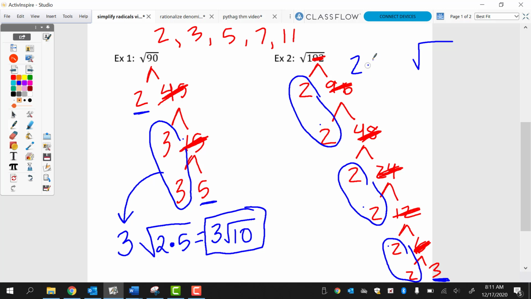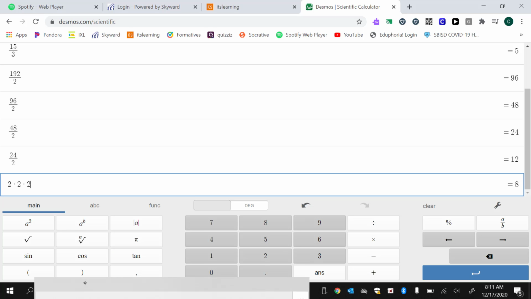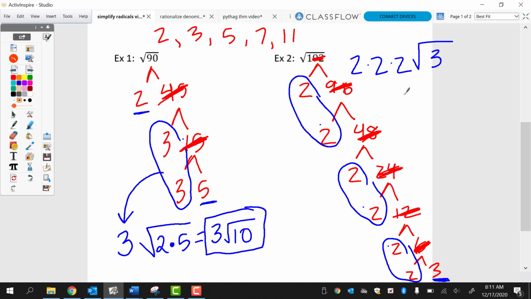So I'm doing 2 times 2 times 2 on the outside. 1, 2 for each group. And then my 3 is left alone on the inside. I type 2 times 2 times 2. It is not 6. Make sure you type it. So I'm doing 2 times 2 times 2 is 8. So I'm going to put 8 square root of 3 is my answer.